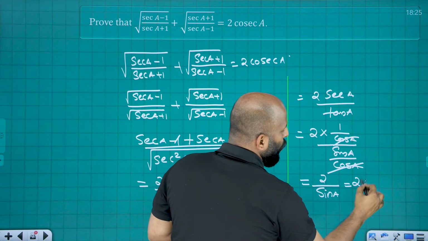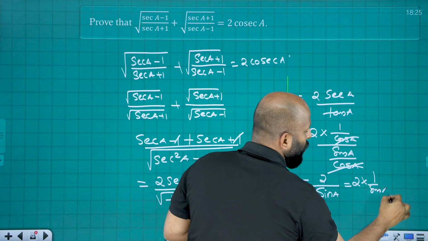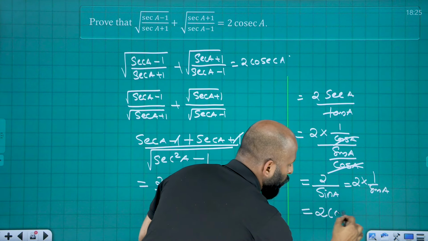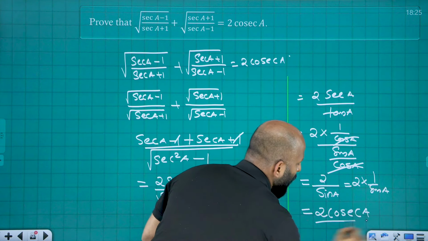I can write that as 2 into 1 by sin a. What is 1 by sin a? That is equal to 2 cosec a.